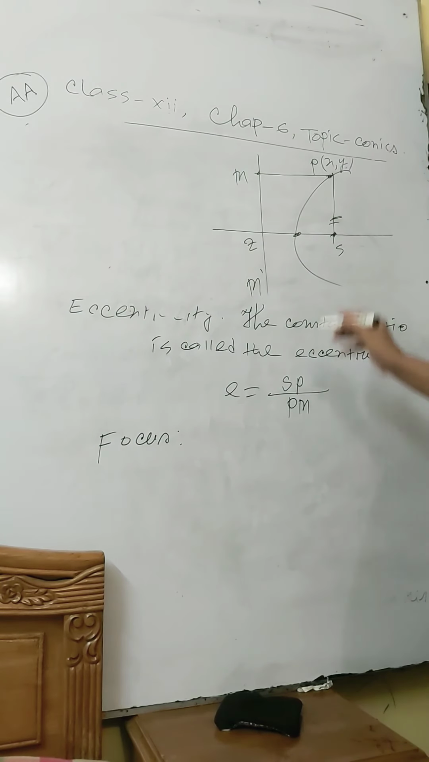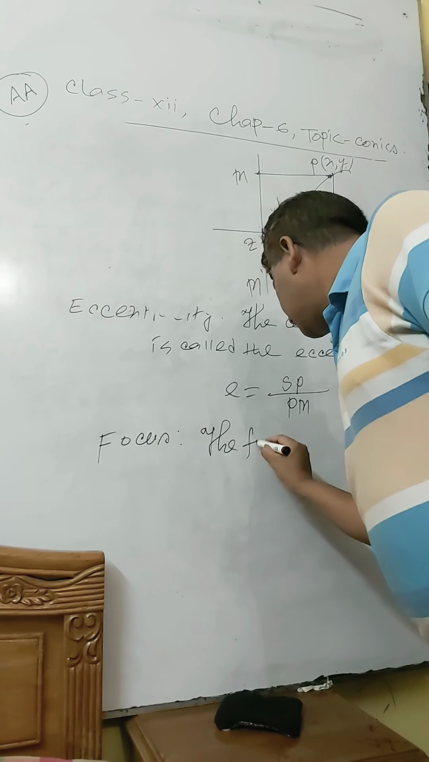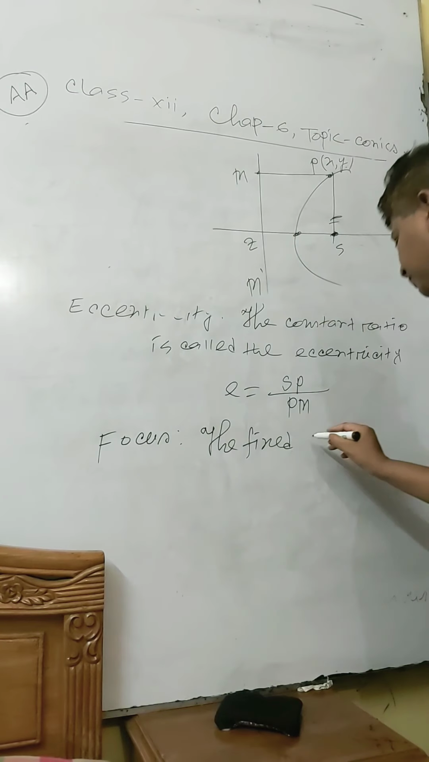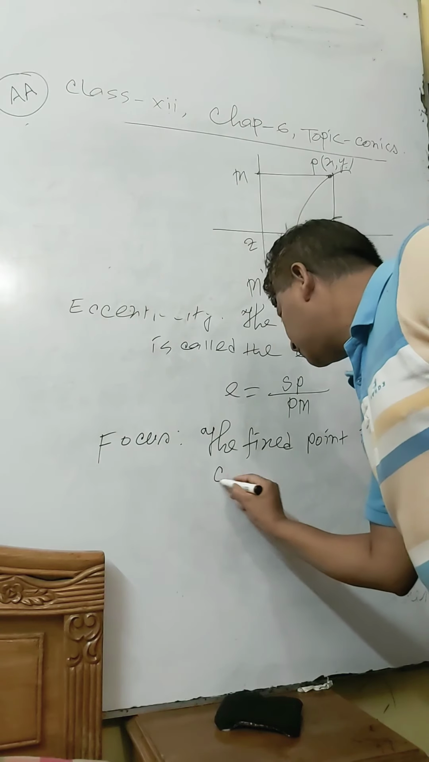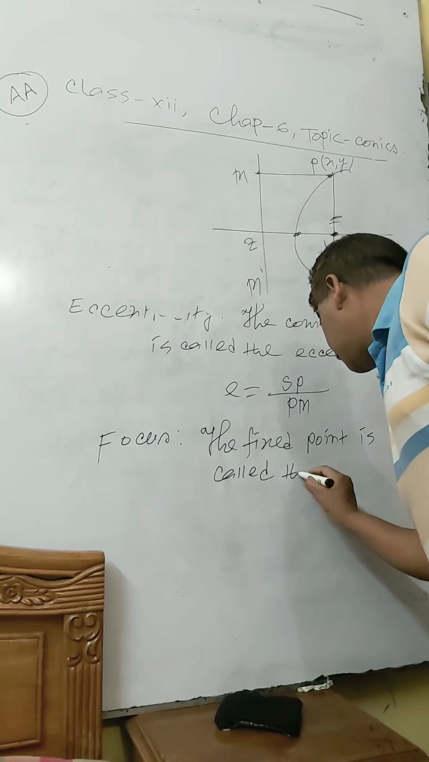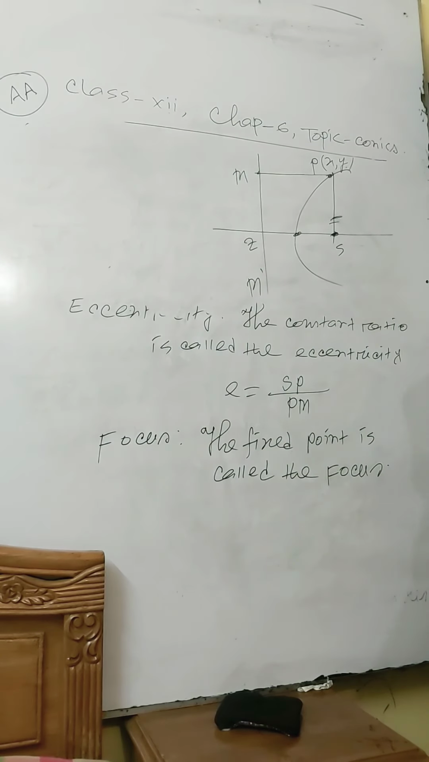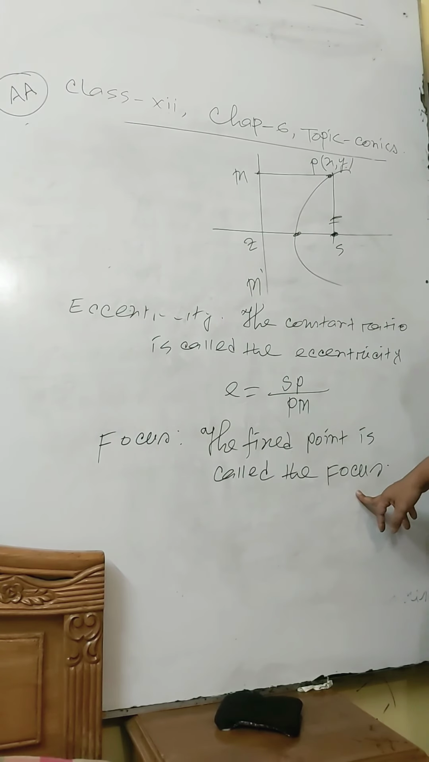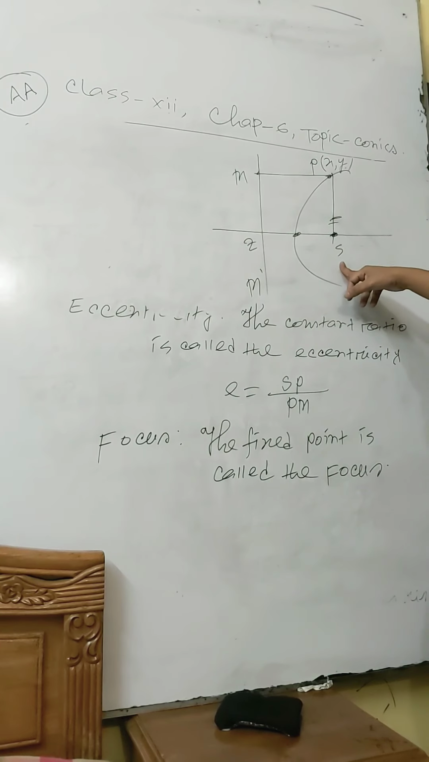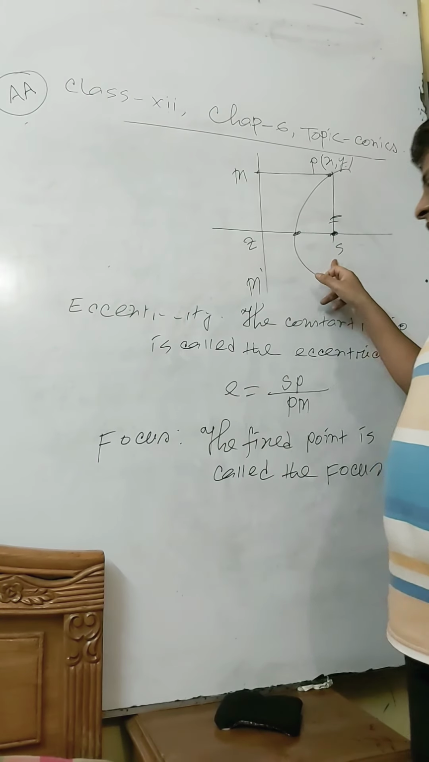What is focus? The fixed point. This is the fixed point. The fixed point is called the focus, which is generally denoted by S. Again I reply, what is focus? The fixed point is called the focus.